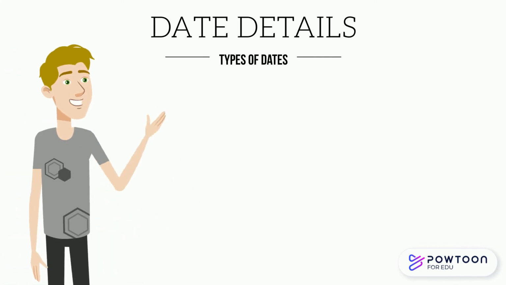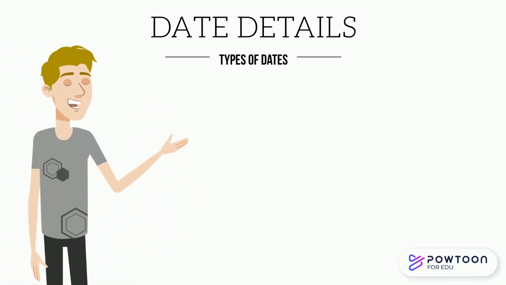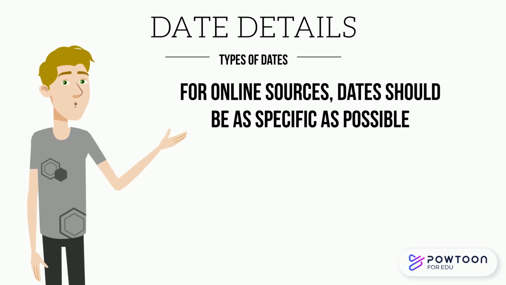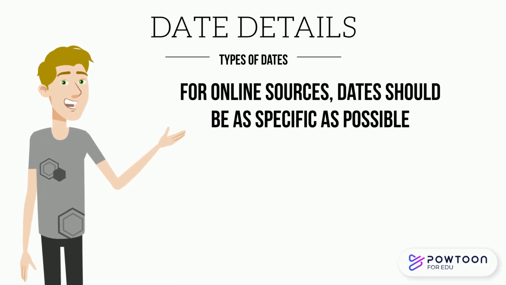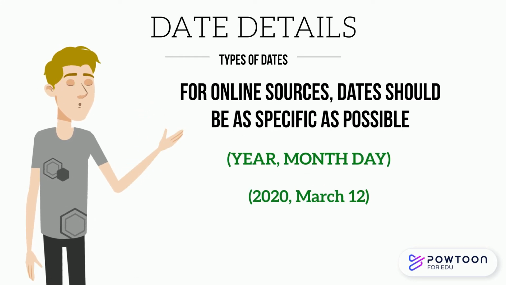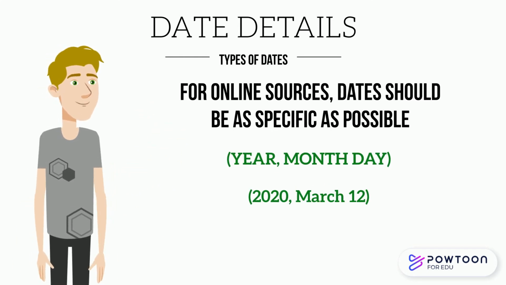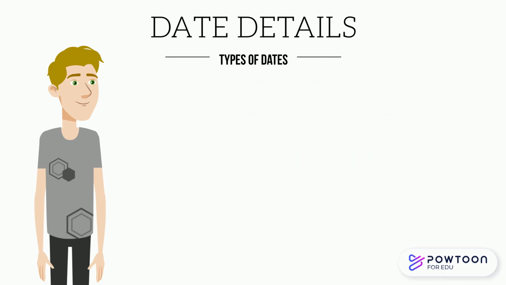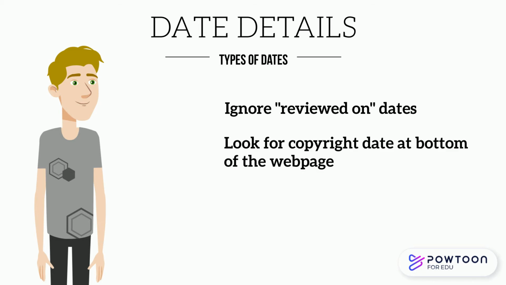Some notes about dates and authors when citing online sources. Dates for online material, especially blogs or other often updated sites, should be as specific as possible with the format year, month, day. For some sites, including medical websites, students may find a last reviewed on date. Ignore this date and do not include it in the reference. If there is no date listed near the top, look for a copyright date at the bottom of the web page. If there is still no date, write N.D.